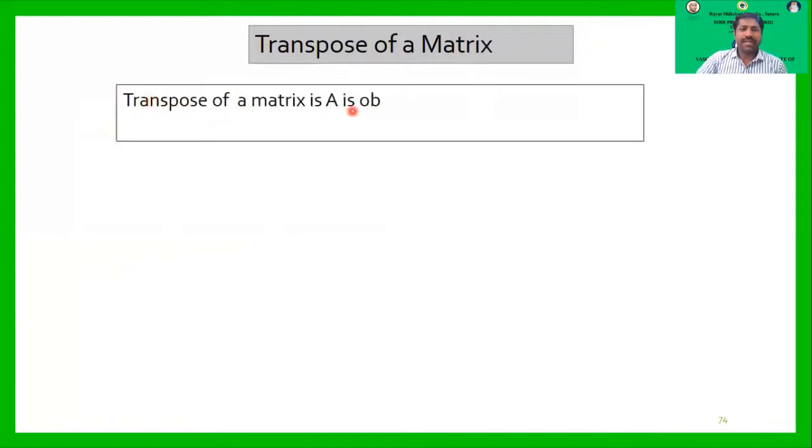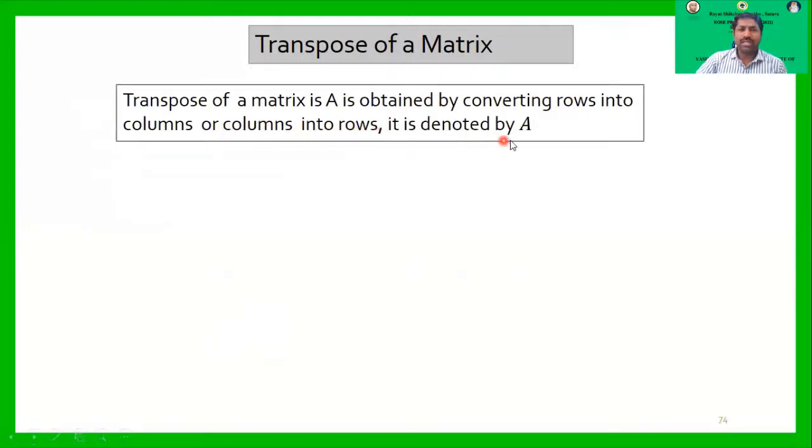Transpose of a matrix A is obtained by converting rows into columns or columns into rows. It is denoted by A transpose. So the transpose of a matrix is obtained by converting rows into columns and columns into rows.